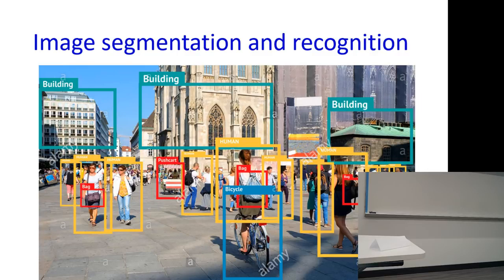So here's this guy's bag, and here's the guy. Here's a guy. Here's a push cart. Here's a human. This is a building of some kind. It's found it. This is something else. It's found it. And not only has it segmented out every interesting object in the image, it's even assigned names to them.